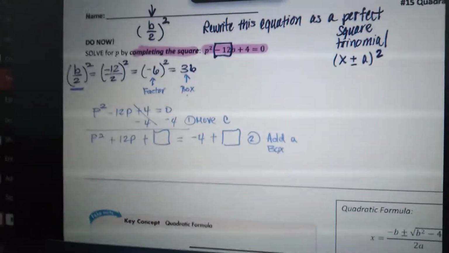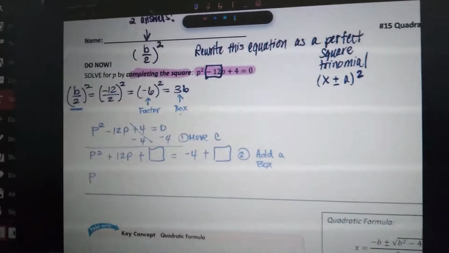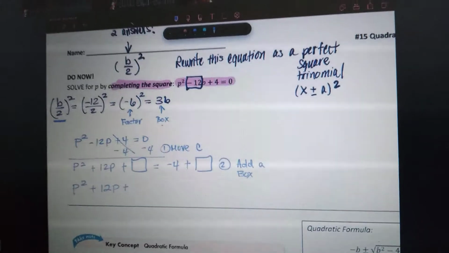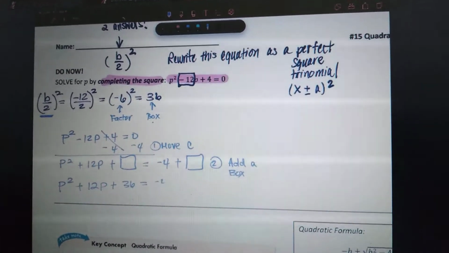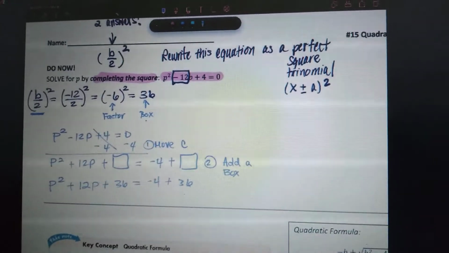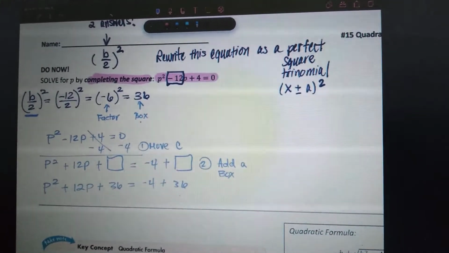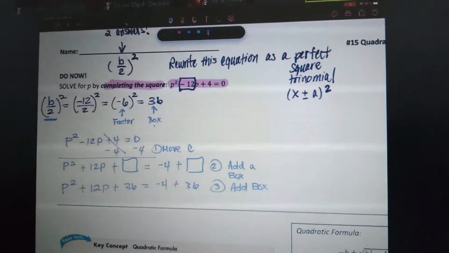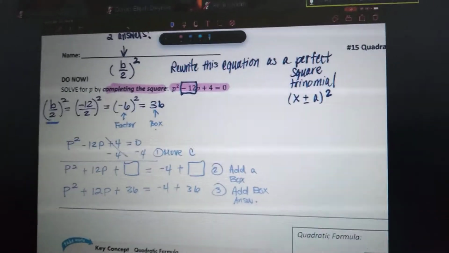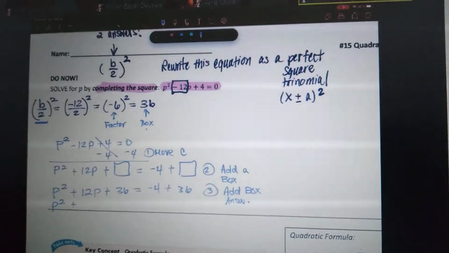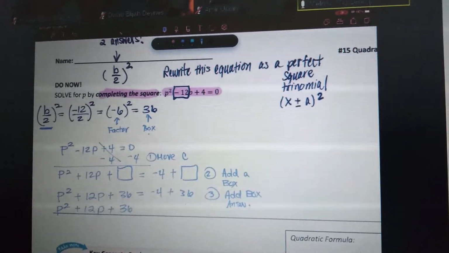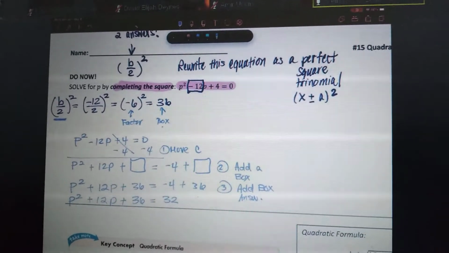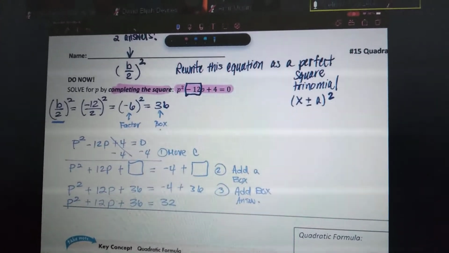Everybody understand? Good. Well, I already did my b over 2 squared, and I said that 36 was going to be the box answer. So I get now p squared plus 12p plus, what's my box answer? 36. Plus 36 is equal to negative 4 plus 36. Everyone understand? So step 3 is add box answer. Okay, so now I have p squared plus 12p plus 36 equals negative 4 plus 36, which is 32. Everyone understand?